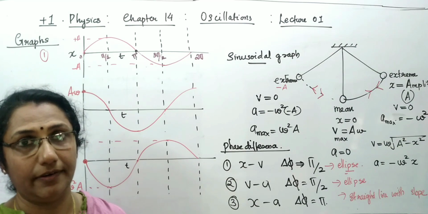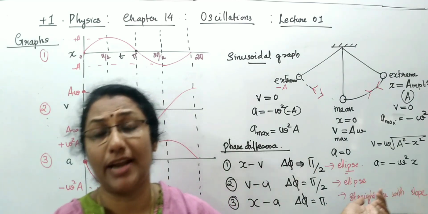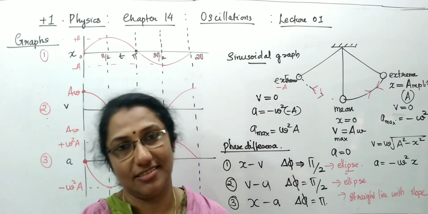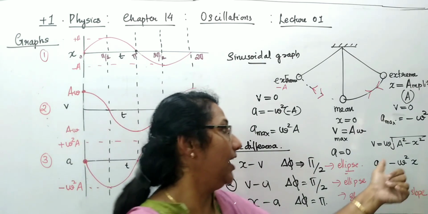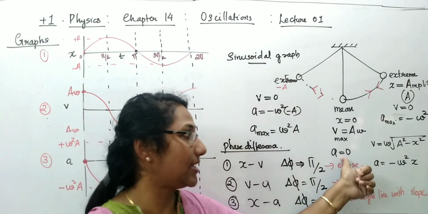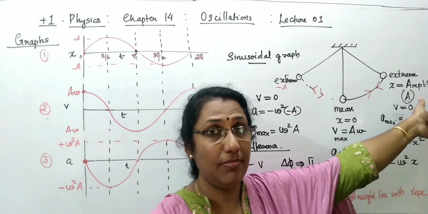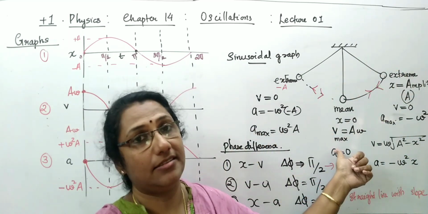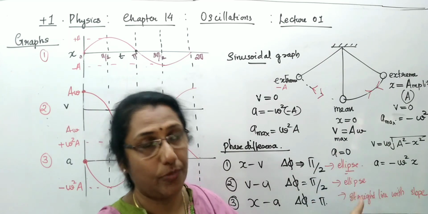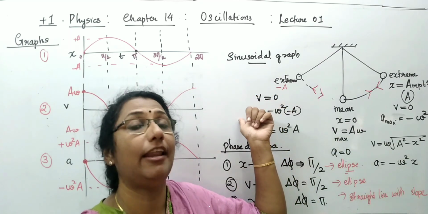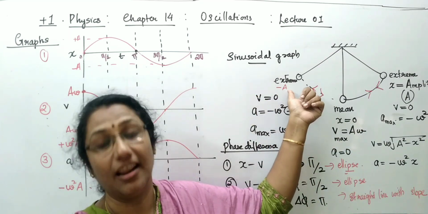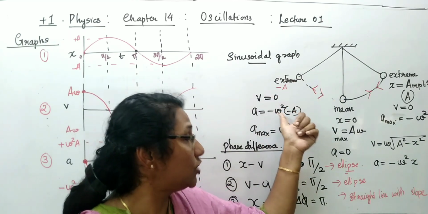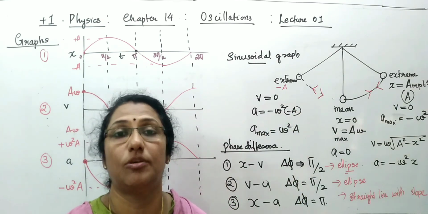Now, what about acceleration? The general equation for acceleration is minus omega square x. So putting again the values of x at the 4 positions, we will get acceleration. x is 0 at mean position, acceleration 0. x is maximum at the right extreme end, so minus omega square a. Again, x is equal to 0 at mean position, a is equal to 0. x is equal to minus a at left extreme end. So a becomes minus omega square of minus a. It becomes plus omega square a.